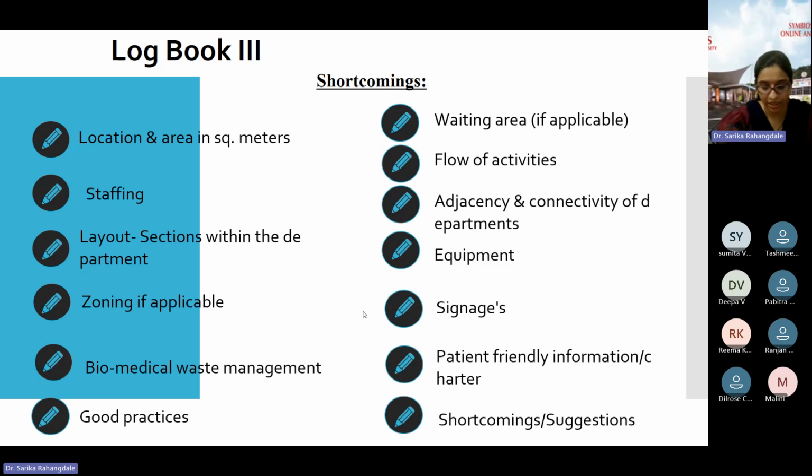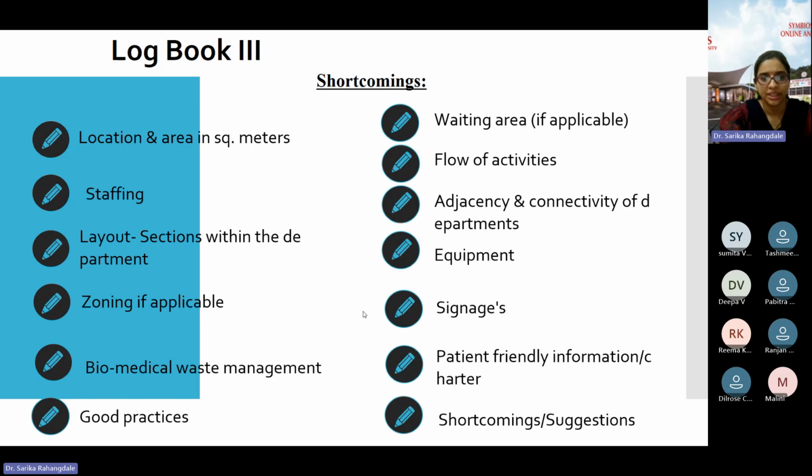Zoning of the department, if applicable. Zoning is especially applicable in the ICU, operation theater, or the CSSD, right? You have to write how it is mentioned, what they are labeling for every particular zone. If it is available and applicable to that department, yes, you should mention it. You may take a picture or define it, or label it as what they call the clean zone or sterile zone.